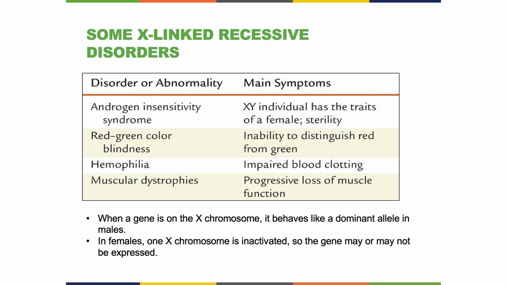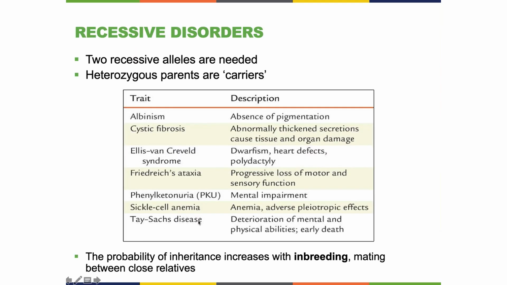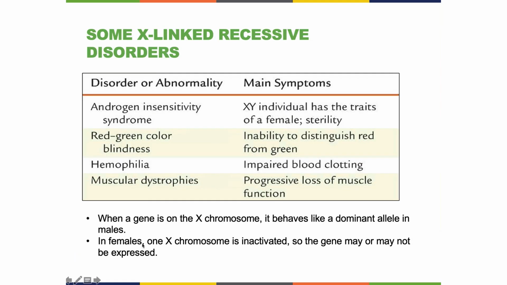And so if the gene for whatever the disorder is is on the X chromosome that's been inactivated, you're not going to pass it on, and it's not going to be an issue. If a male has it, it's going to be an issue. This includes things like androgen insensitivity. So look here, an XY individual has the traits of a female, and they're sterile.